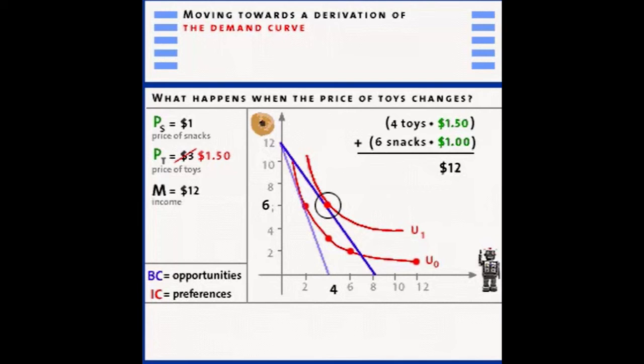How do I know that this particular combination is the best Chris can do? Because it represents a point of tangency between an indifference curve and the budget constraint. This is the point at which Chris's marginal rate of substitution, that is his willingness to trade toys for snacks, is equal to the relative price of toys and snacks. That is what the market will permit. You always find the optimal point where the indifference curve is tangent to the budget constraint. That's always the best that he can do.